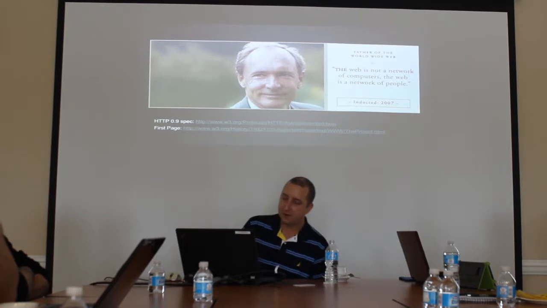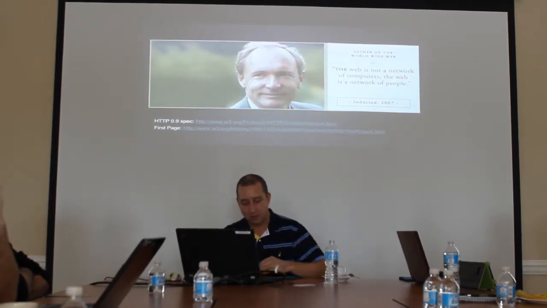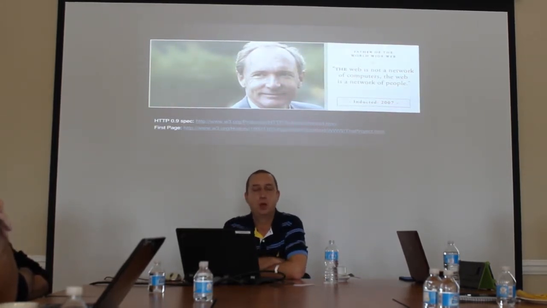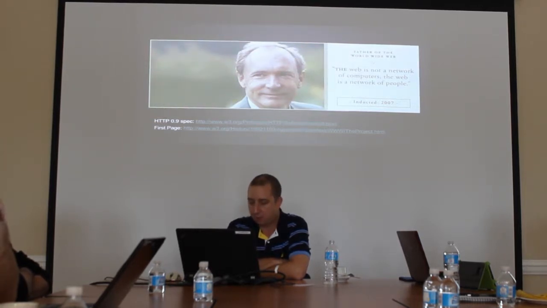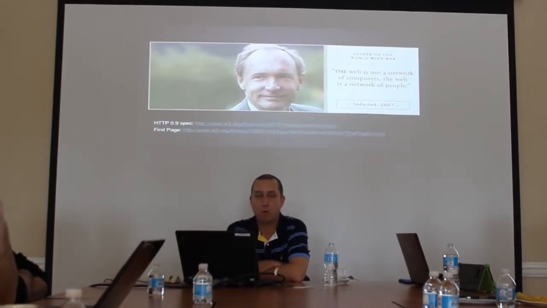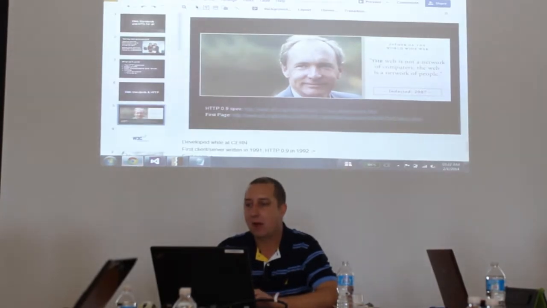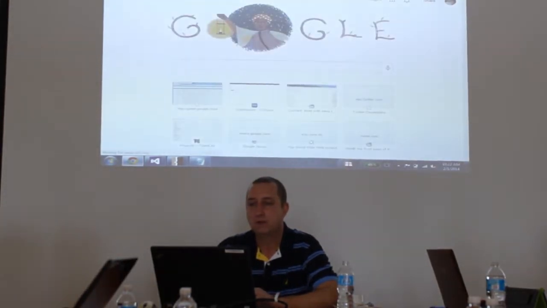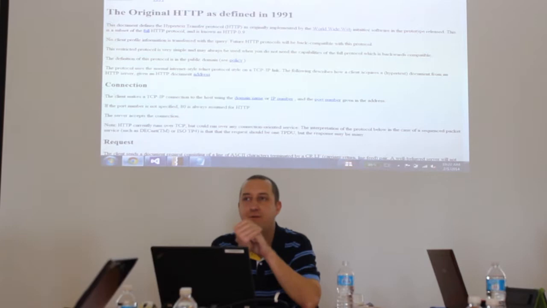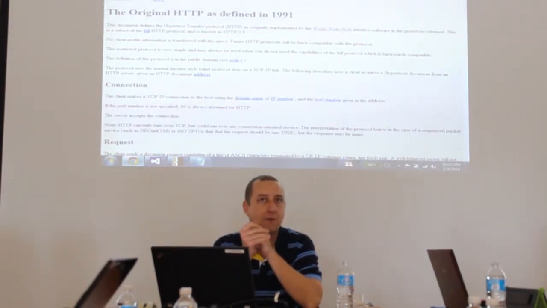So this guy, Tim Berners-Lee, was the one that originally created the World Wide Web. When he was at CERN, going back to about the early 90s, he and his team there created the first web server and wrote the first spec for HTTP, which was HTTP 0.9. As an example, this is the original spec for HTTP 0.9 that was set up in 1991.